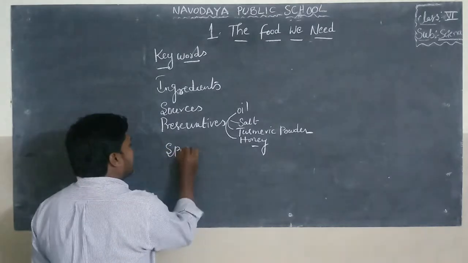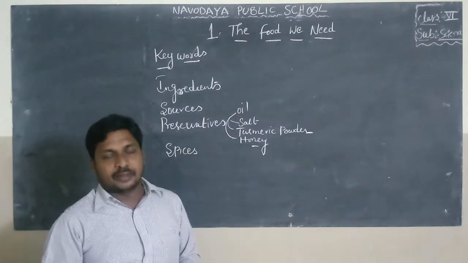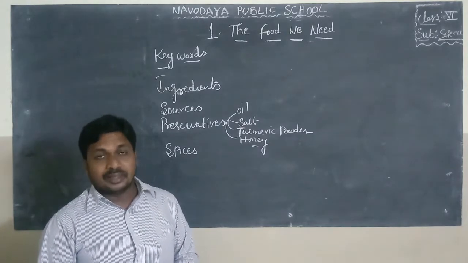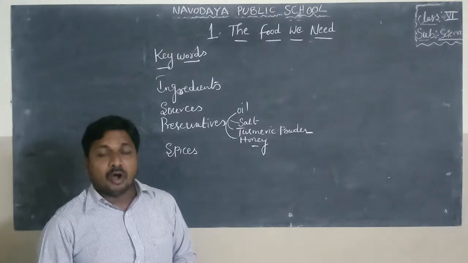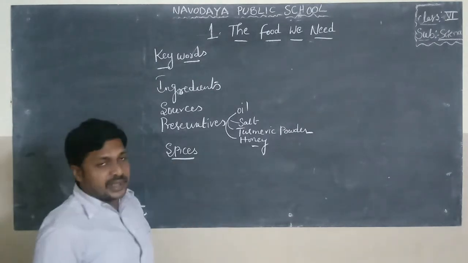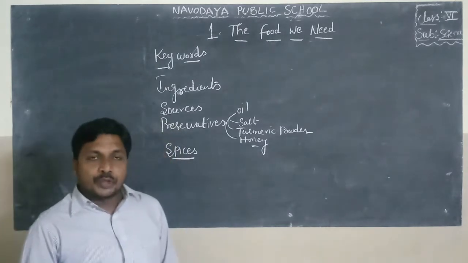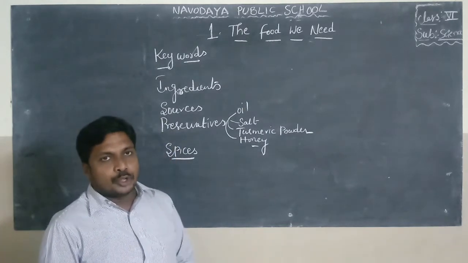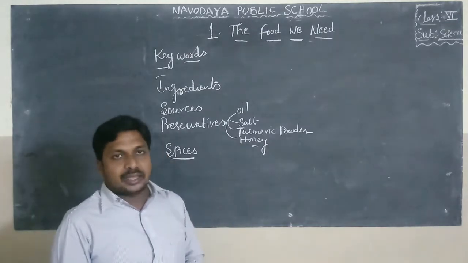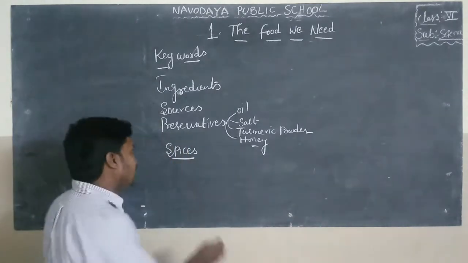Spices. Spices means masala dinusulu like cloves, cinnamon, cardamom and black pepper. All these are called spices. What is the use of spices? Spices add taste to the food material. If you want to prepare biryani, your mother must add some spices to add taste or flavor to the biryani.